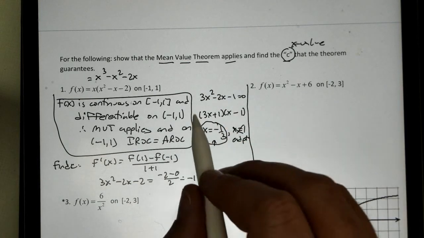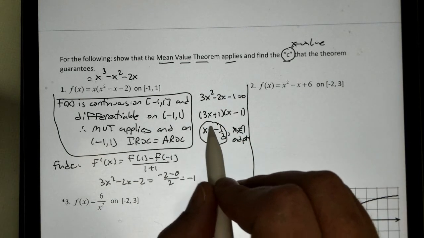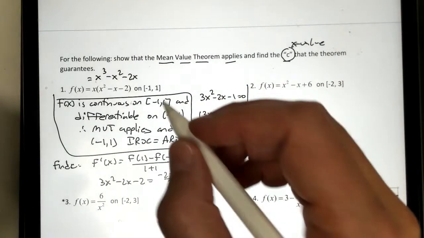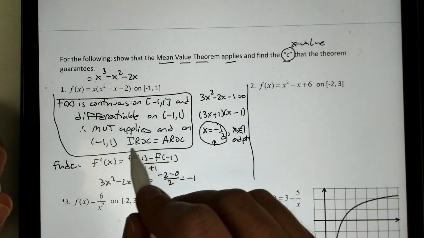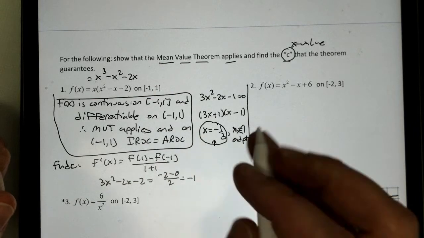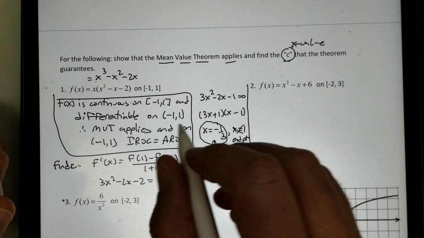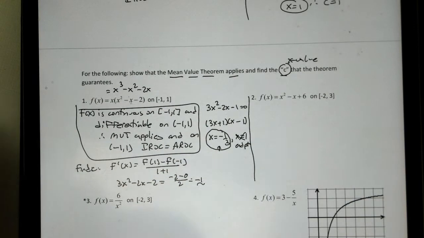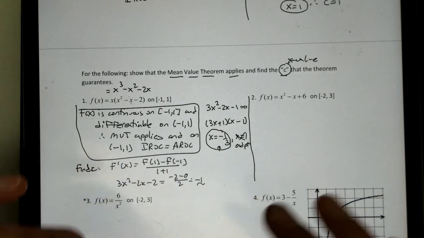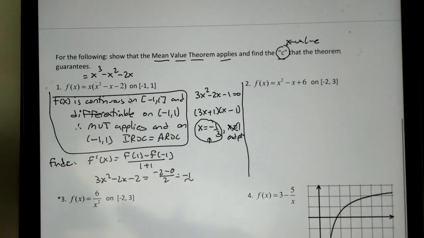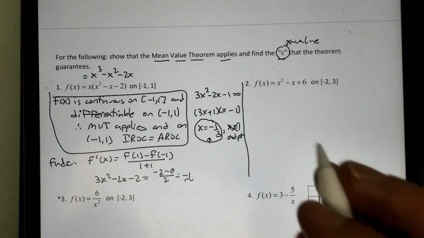So what that says is this guarantees at this point the slopes are going to be the same. So what that means, like the slope of my average value and the instantaneous slope is going to equal negative 1 at that exact point. So let's go ahead and take a look at number 2 real quick.